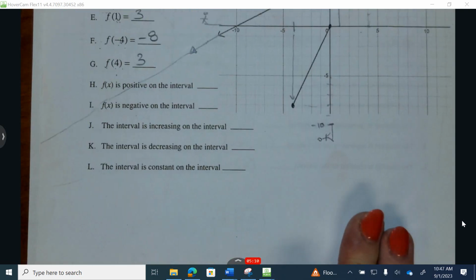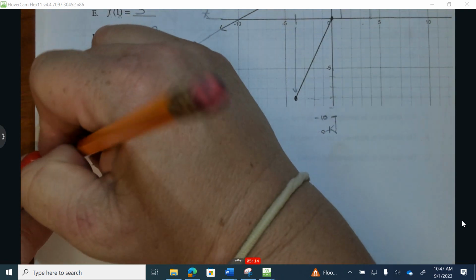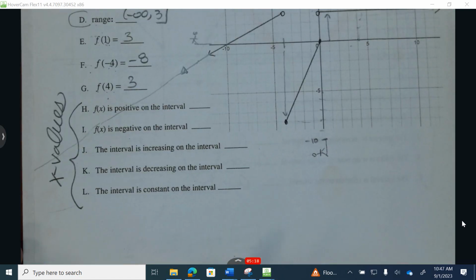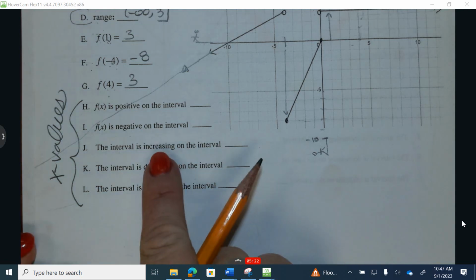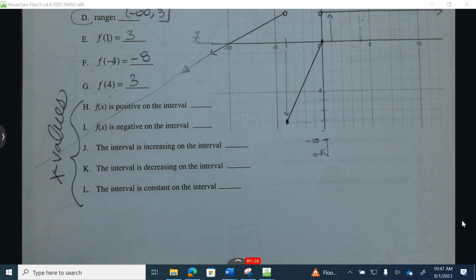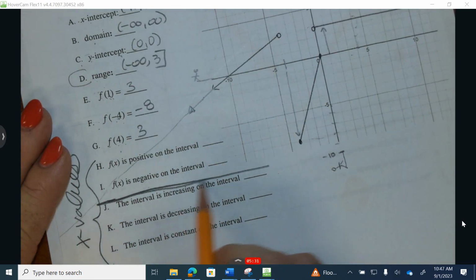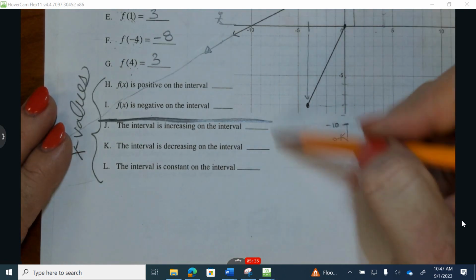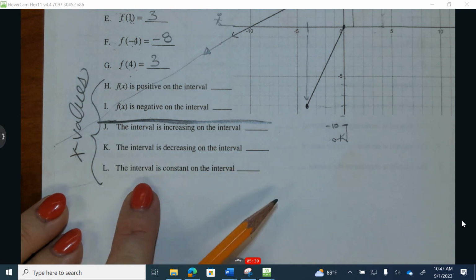We're going to go over to the side here, and I'd like you to make one of these curly brackets and write x values. We describe positive and negative intervals for f of x along with increasing, decreasing, and constant intervals, all in terms of x values. These are like two different things. This is new to us. We learned this yesterday. You have to read the graph from left to right.